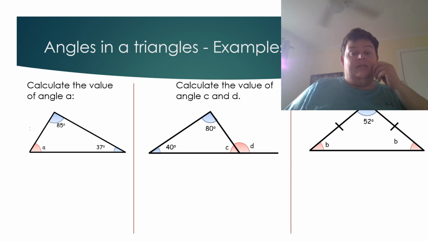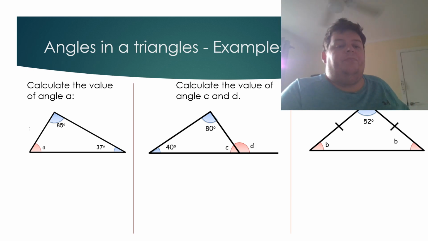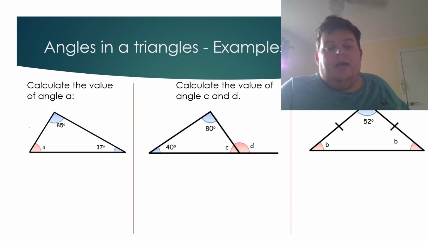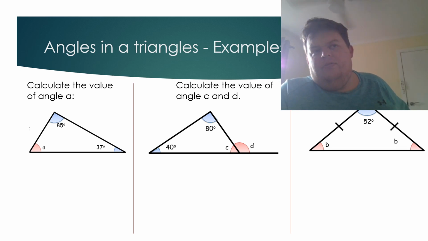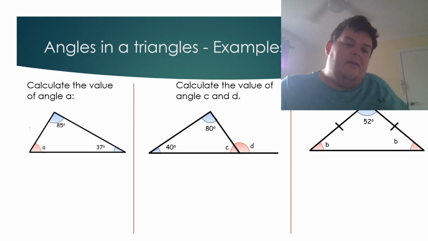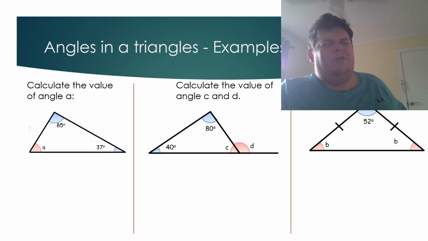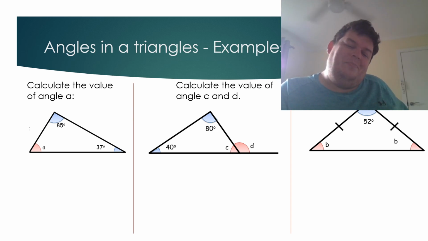Okay? Assuming that you did that, let's go through the answers. The first one, we have angles of 85 and 37. So I add those 2 angles together. 85 plus 37 is 122. To figure out what A is, I know 122 plus whatever A is will equal 180, which is the same as saying 180 minus 122 will give me the value of A. So 180 minus 122 is 58. I'm pretty sure it's 58, right? Cool.